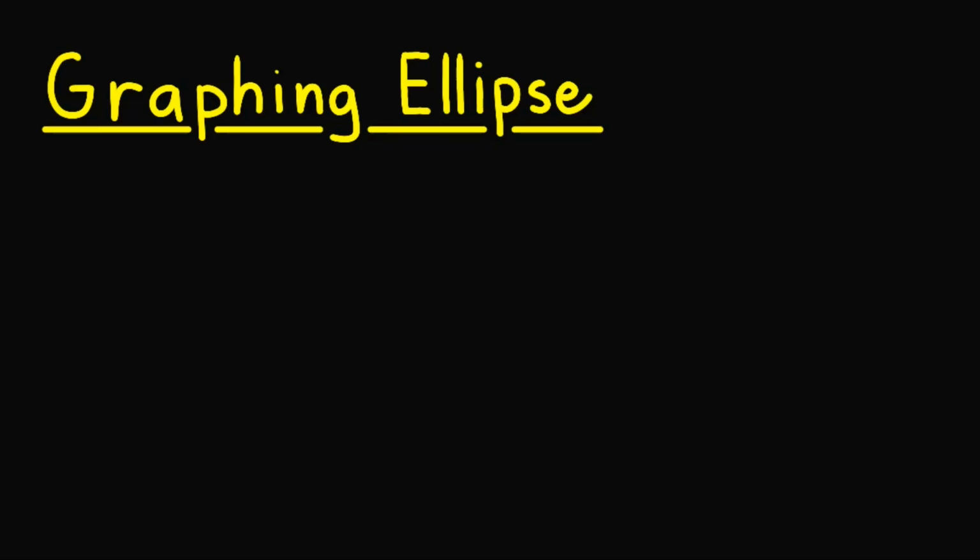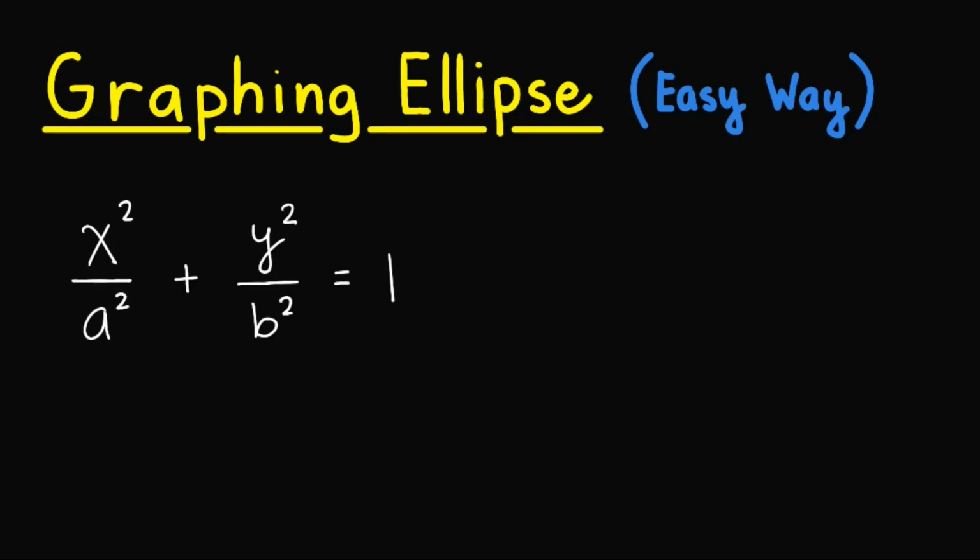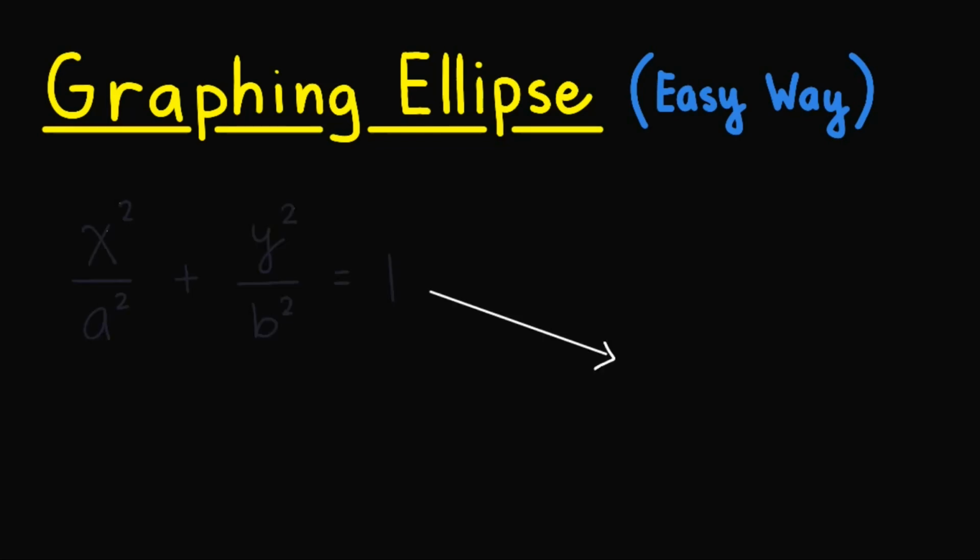Hi there. In this video, we'll be learning how to graph an ellipse the easy way. So basically, in graphing an ellipse, our main problem is that given an equation of an ellipse, suppose this one, how does this become a graph? That is what we'll be working on in this video.